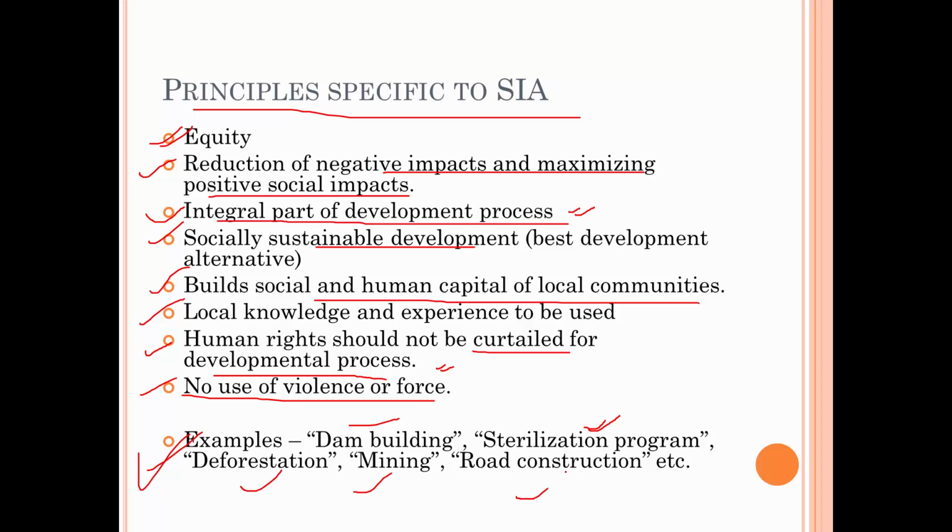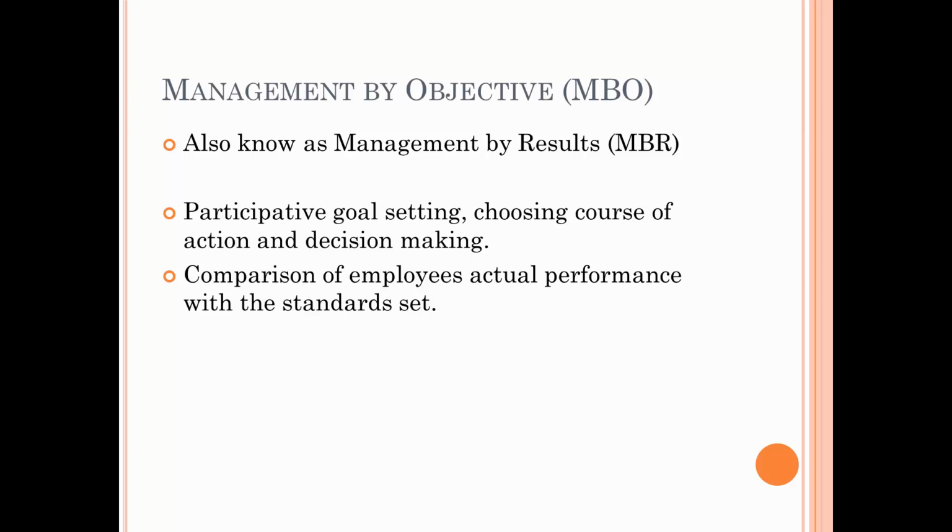Deforestation, mining, road construction, Sarva Shiksha Abhiyan, midday meal, MGNREGA. You can write anything, whatever program the government has for social development. What are the impacts those programs are having on the people? That comes under social impact assessment. Okay, that completes the topic.